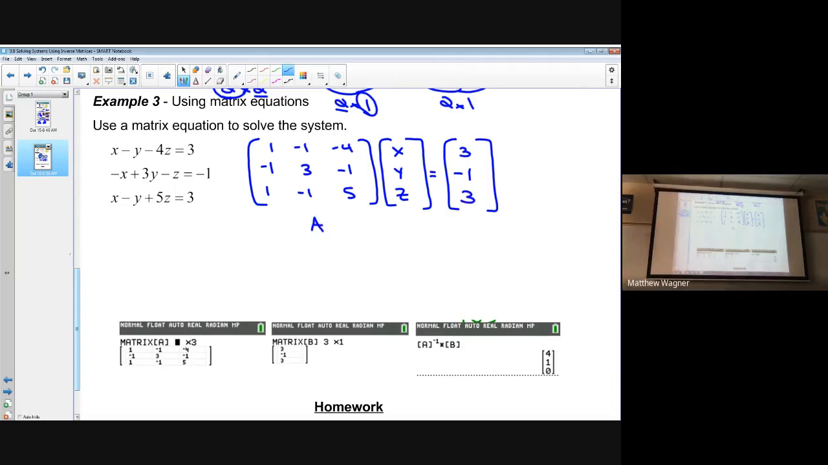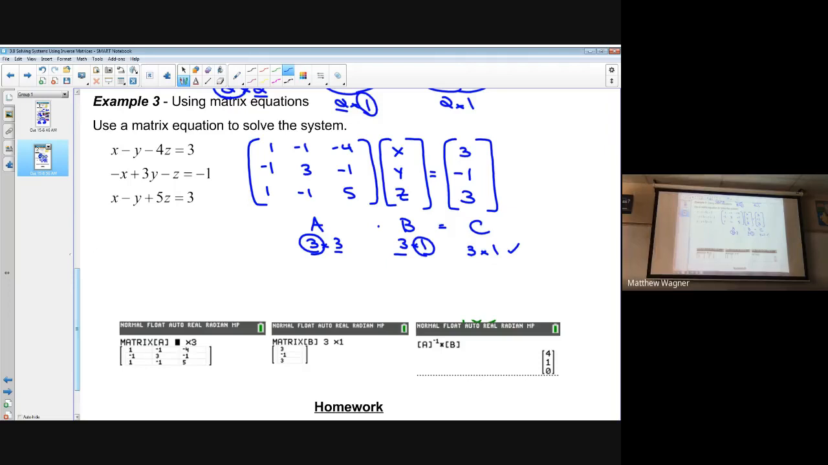So if you notice, again, we have this instance where we're multiplying 2 matrices together to get the third. We have a 3 by 3 and a 3 by 1. Is that operation defined? Yes. We in fact have a 3 by 1. Okay. From here, we want to figure out how to solve.